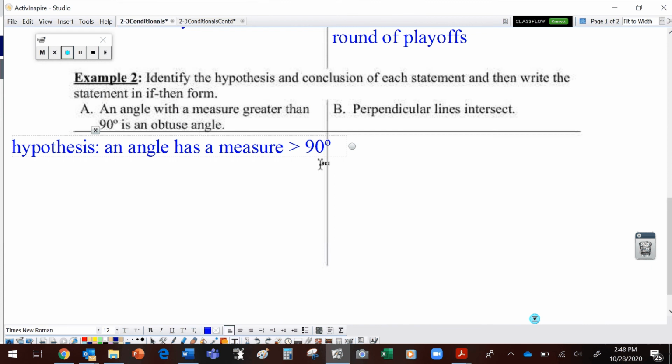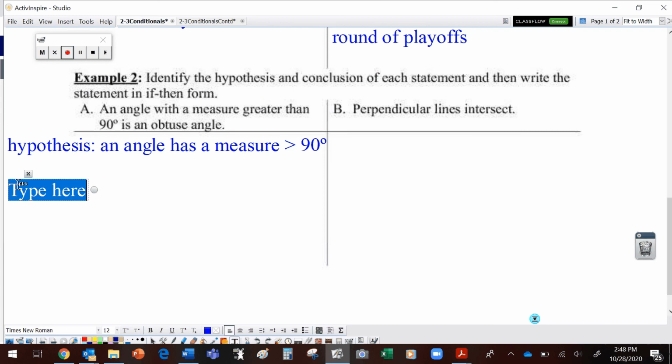There we go. An angle has a measure greater than 90 degrees. Okay, that's the hypothesis. The conclusion is what happens because of that. Well, if the measure is greater than 90 degrees, the conclusion is it is an obtuse angle.